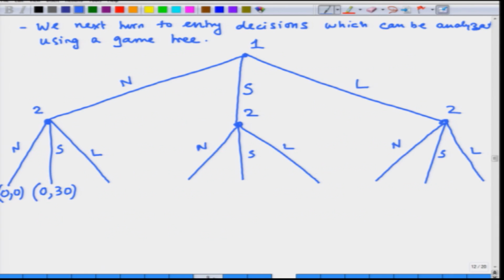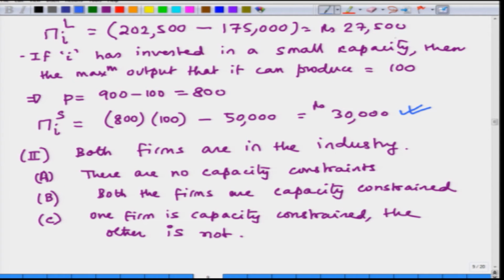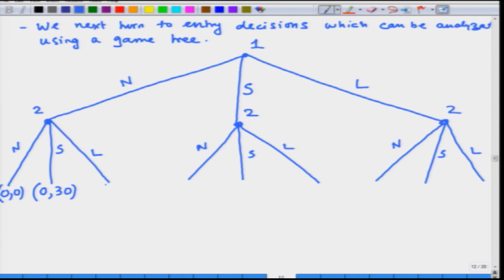On the other hand, if it invests in a large capacity, its profit is going to be 27,500. So, its profit is 27,500. Now, firm 1 has not entered, so its profit is again 0. So, that is 27,500 divided by 1000. So, we will just enter it as 27.5.